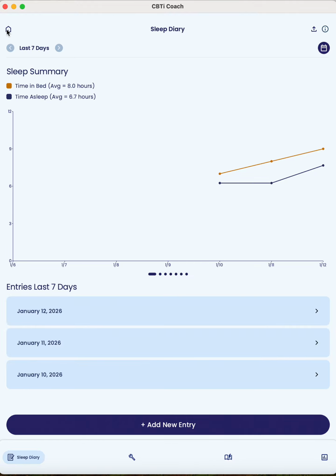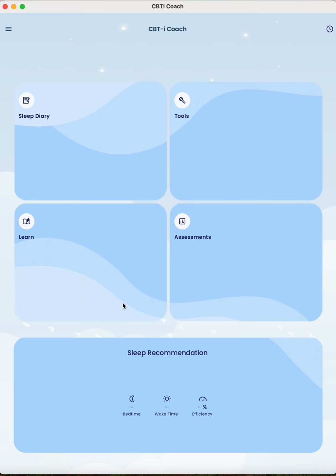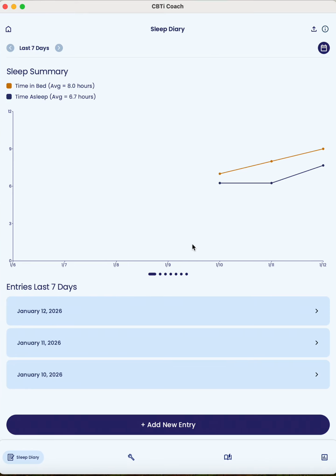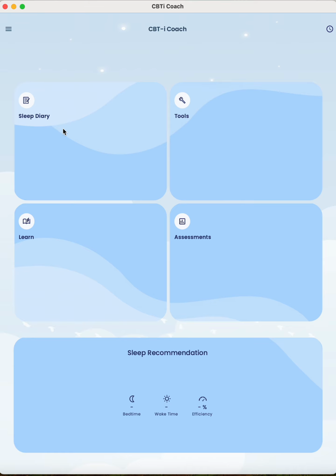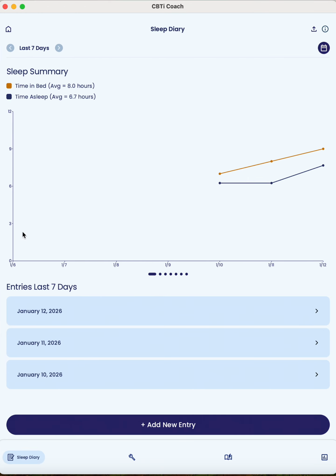So to get to this screen, just so you know, you would click on Sleep Diary from that home screen. So Sleep Diary, that's where you're going to see that graph. You're going to see your entries from the past 7 days. It's also where you can add a new entry and where you can click to send your diary to me.